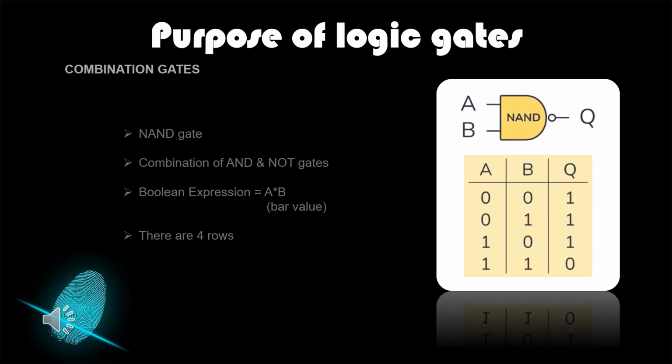Now let us see about the NAND gate. The NAND gate is a combination of AND and NOT gates. Its output is 0 only when both inputs are 1. The Boolean expression is A into B, whole bar. It's widely used because it's very versatile and can be combined to form other logic gates.